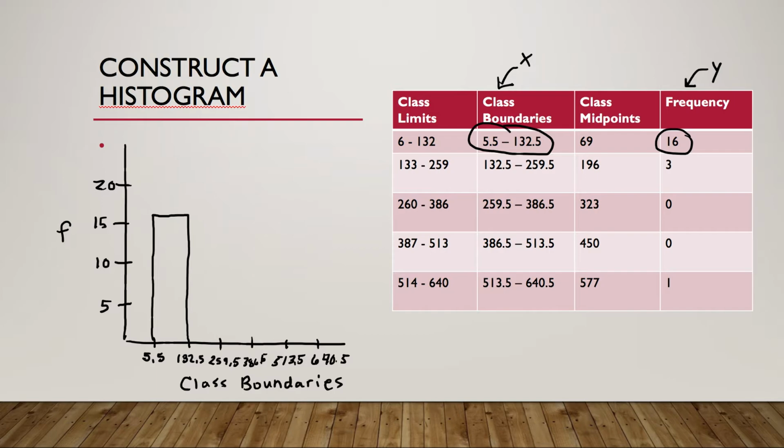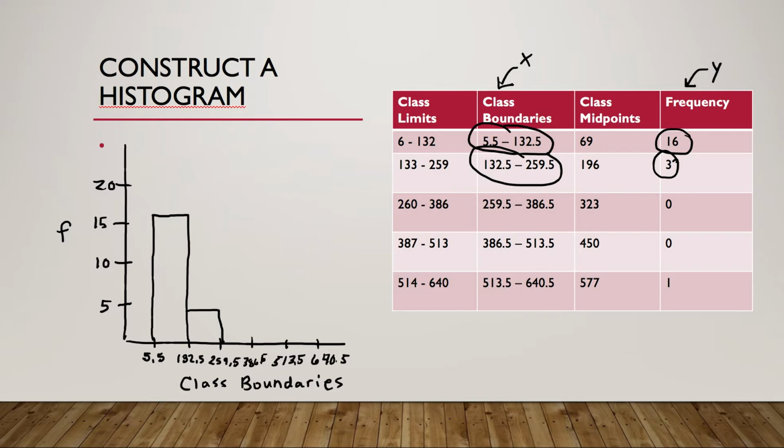All right, the next one is going to be the boundaries from 132.5 to 259.5, and it's going to have a height of 3. So it's going to come in and start right on top of this other bar. So we're going to come up to about 3. We're going to go over and then down, ending that bar at the 259.5.